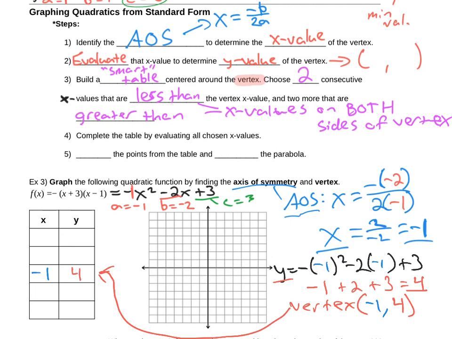All right, so we just completed actually the first 2 steps. That was step 1, let's find the symmetry and x value of the vertex. Step 2 was to find the y value of the vertex and put it in our table. And now we're doing part 3. We're building the table around the vertex. So 2 values less than -1, -2, and -3. And remember, make those consecutive values in order. And just the other way, I'm going to have 0 and 1. I think just adding 1 in both directions.